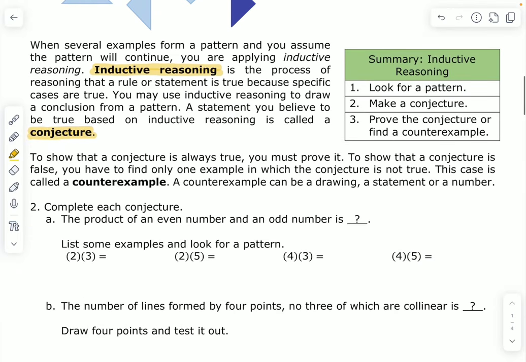All right, to show that a conjecture is always true, you have to prove it. But to show that a conjecture is false, you only need to find one example in which the conjecture is not true. In that case, it is what we call a counterexample. A counterexample could be a drawing, a statement, or a number.